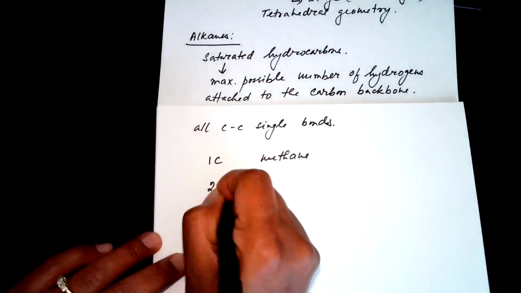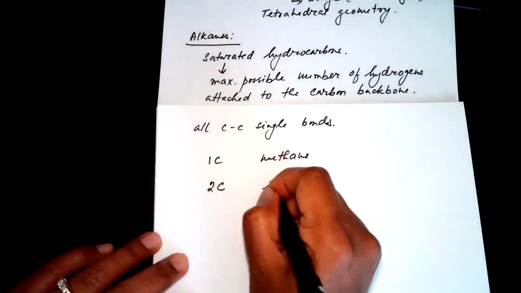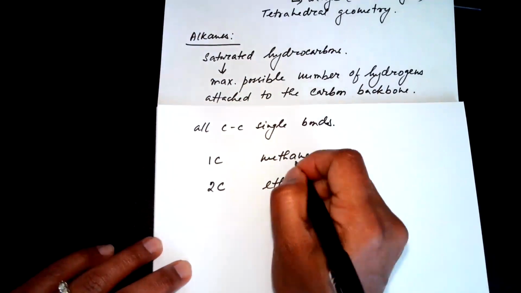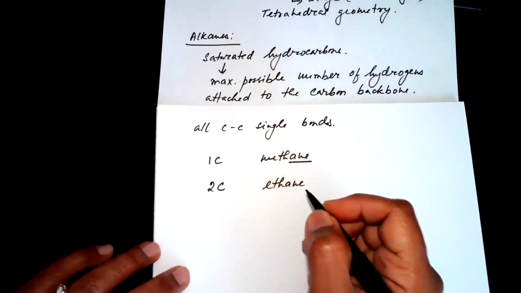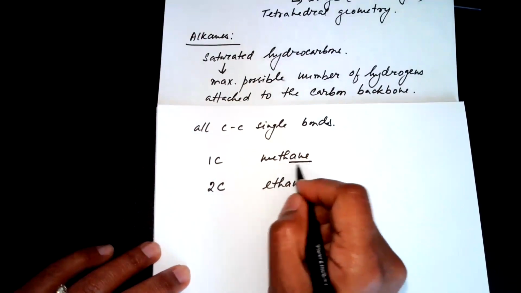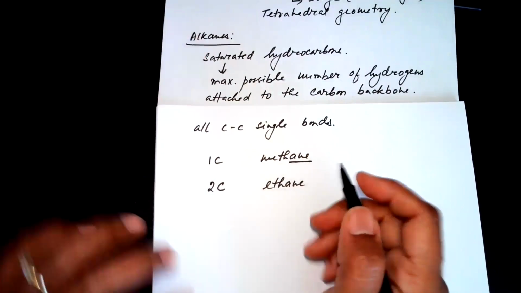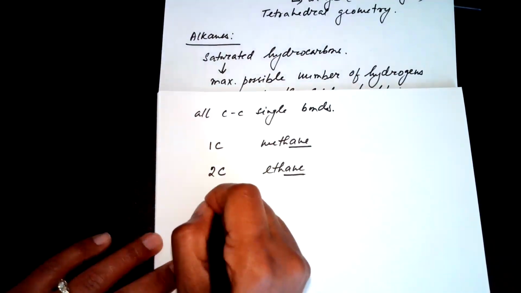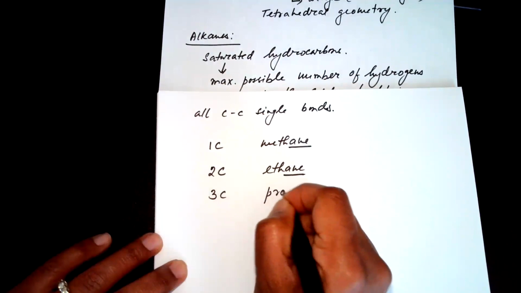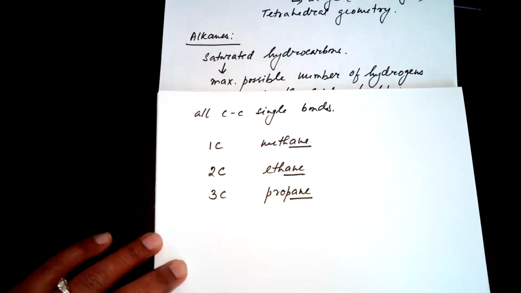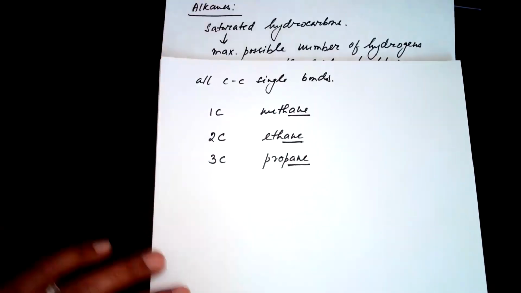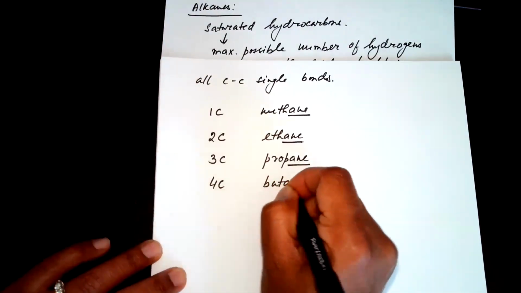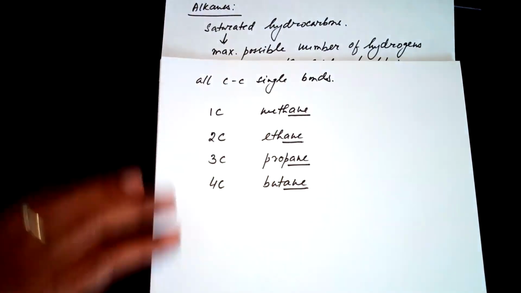2 carbon long molecules would be called ethane. I hope you realize that the end of the name tells you what family your molecule belongs to. So that "ane" comes from alkanes. A 3 carbon long molecule goes by the name of propane. You must have heard about this, propane cylinders. A 4 carbon long molecule goes by the name of butane. Again, name ends in "ane".